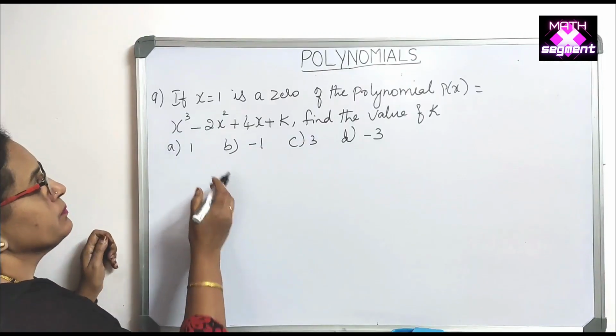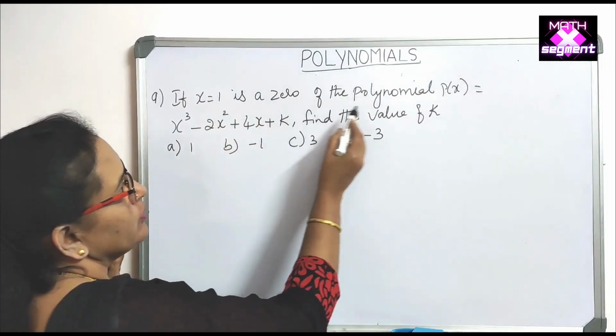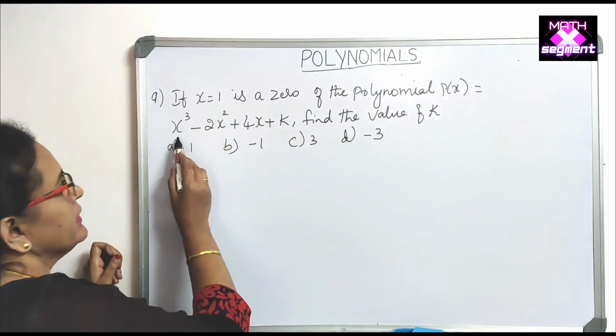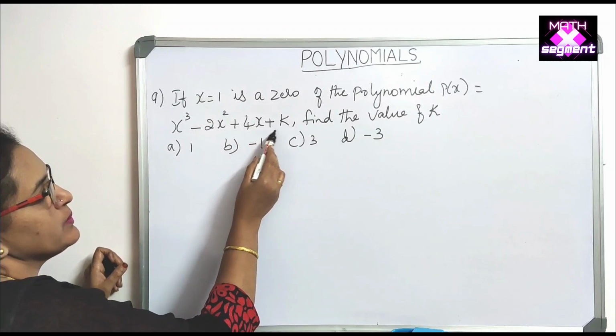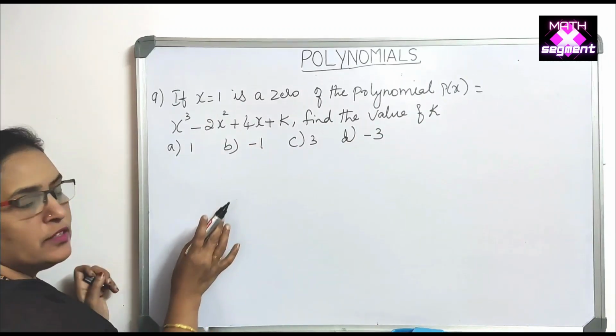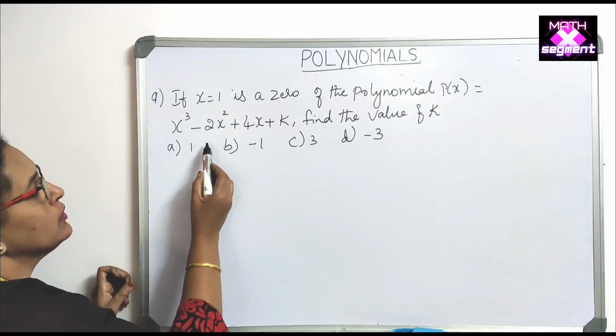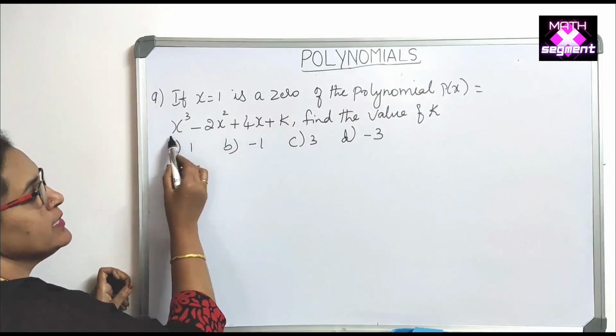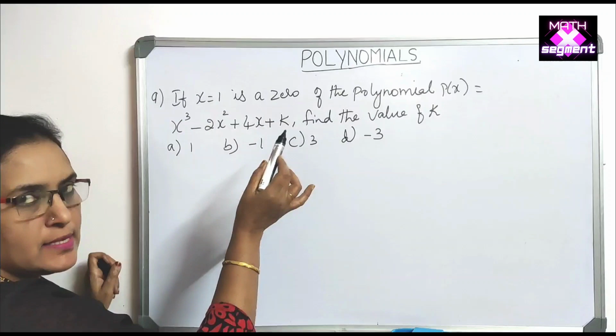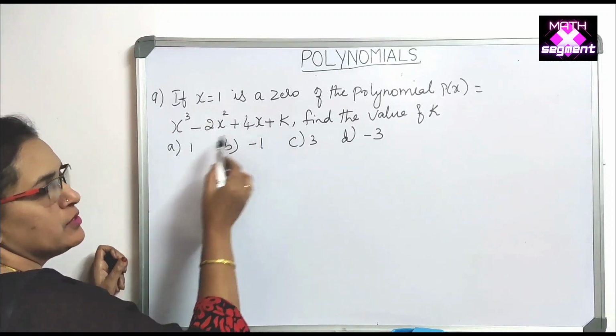Let's do the next sum. If x = 1 is a zero of the polynomial p(x) = x³ - 2x² + 4x + k, find the value of k. The difference between this question and the previous question is that there they had given a quadratic polynomial, whereas here they have given us a cubic polynomial. The method is the same, only the equation is changing.